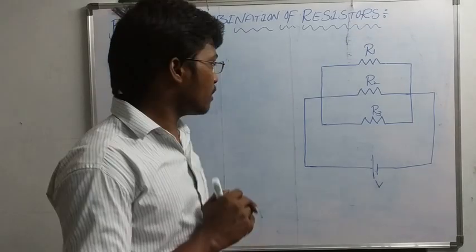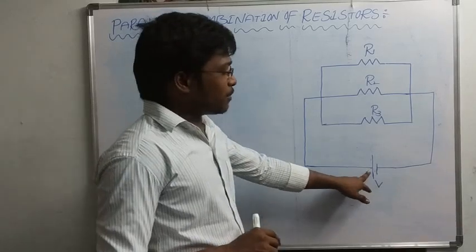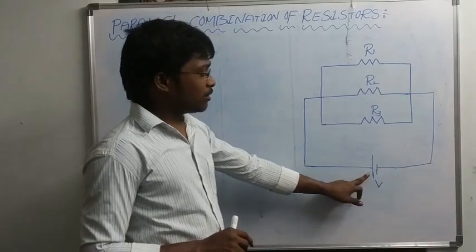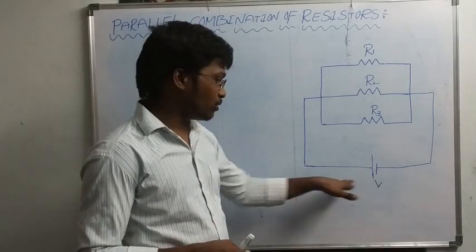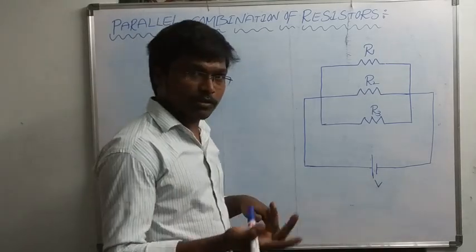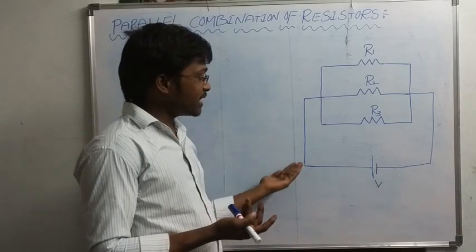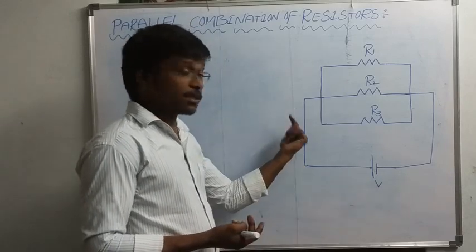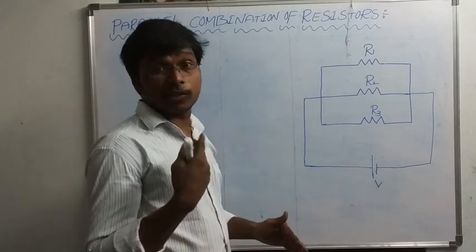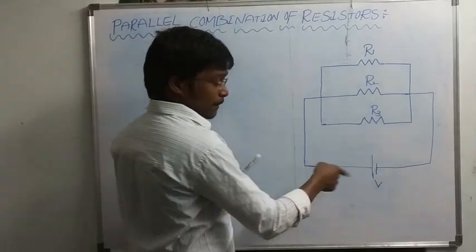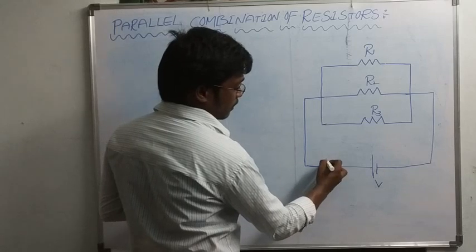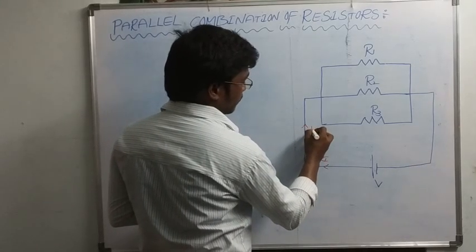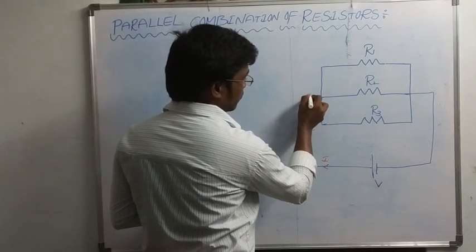Now this is the positive terminal of the battery. So all the positive charges will move in this direction. All the positive charges are moving this direction, which means the direction of the current is this direction, correct? So the direction of the current is this one, and this one, and this one.